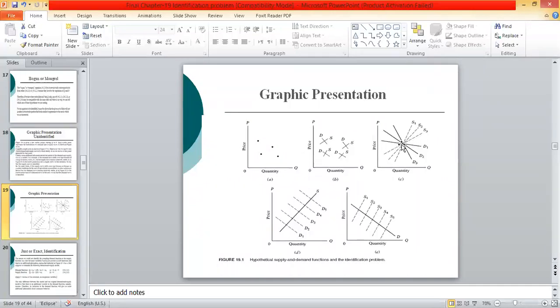Let's say this is the point, and you can see that through this point we can sketch a number of demand curves. This one, this one, this one, and many more. In the same way, from this single point, we have sketched a number of supply curves.